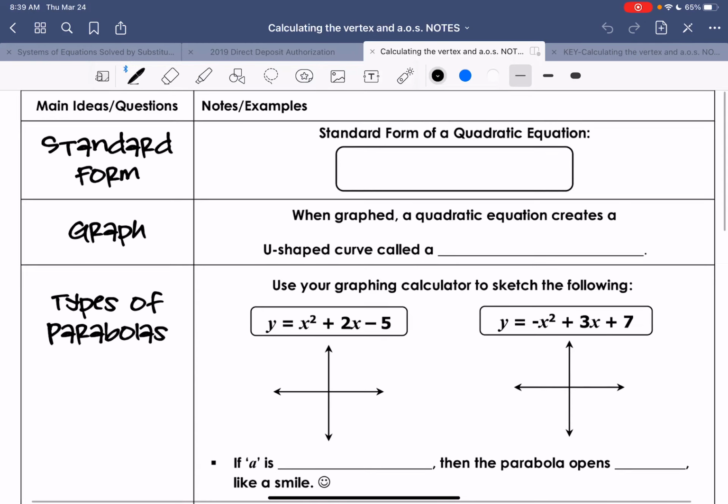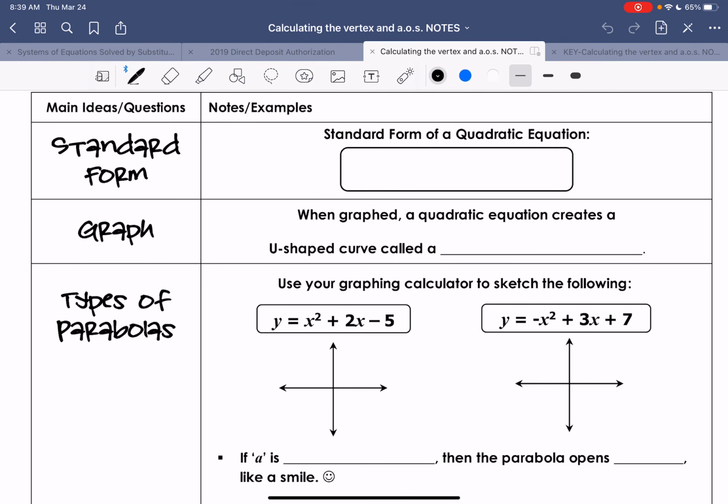So first, you need to know that the standard form of a quadratic equation is y is equal to ax squared plus bx plus c. So with that, we have a, b, and c being just normal numbers, and then we have our variables as well. So the graph itself, when graphed, a quadratic creates a U-shaped curve called a parabola. Kind of a funny word.